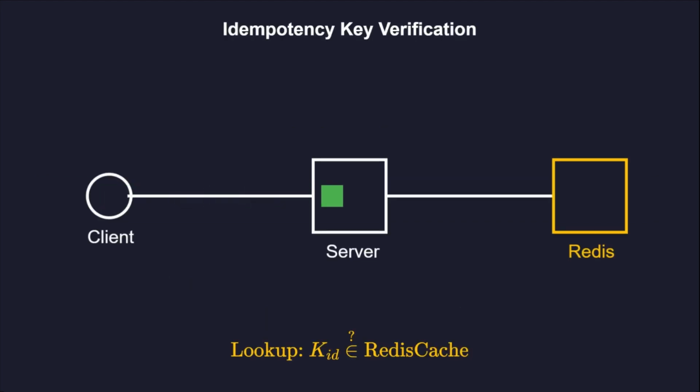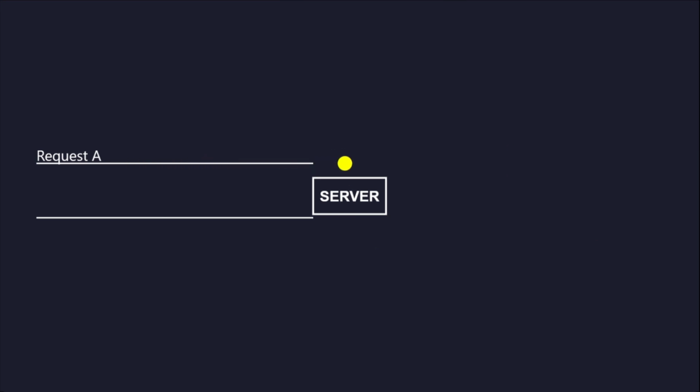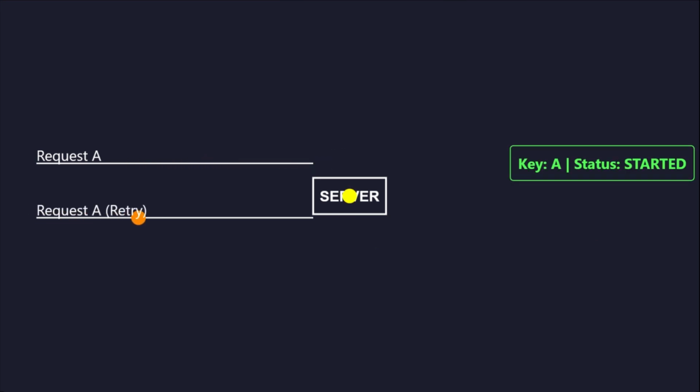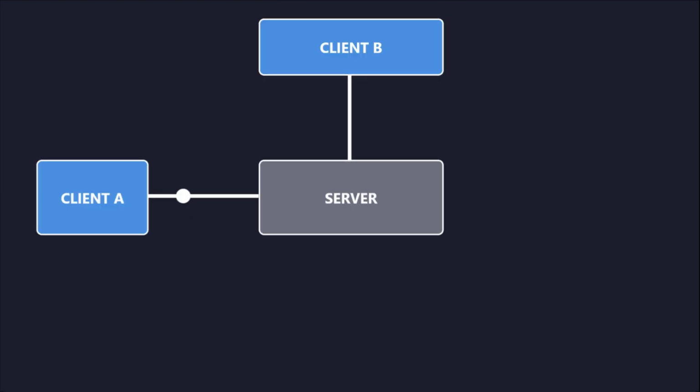Upon receiving a request, the server first checks a fast access storage layer, like Redis, to see if the provided idempotency key has been processed recently. If the key is new, the server records it with a status of started. This prevents other concurrent requests with the same key from initiating the same business logic. When a second request arrives while the first is still processing, the server should return a 409 Conflict status code to inform the client to wait.